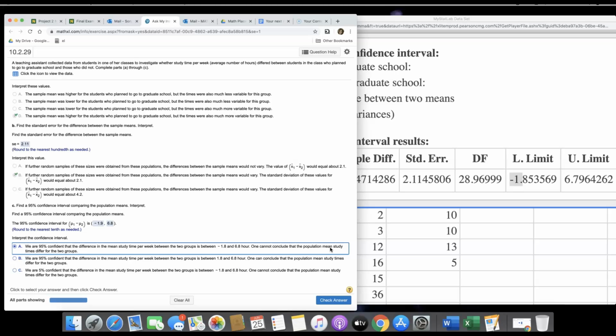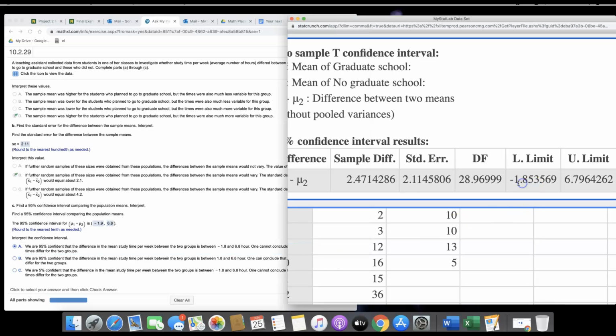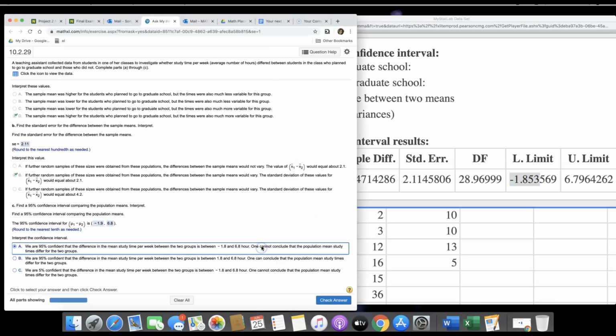Now, I like that one. Why? Because listen, in this interval, from negative to positive, what we are saying is, hey, 0 is a plausible answer. And think about a difference of 0. If they are the same, they have no difference, right? If you subtract two of the same thing, you're going to get a 0. So what this confidence interval is saying is that we're 95% confident that the true difference between these two means is going to be between this negative and positive number. And this interval is including the number 0. What that means is, hey, they may be the same. They may have no difference. So we cannot conclude that the population mean time differs.